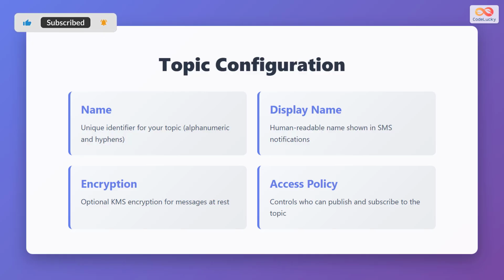For security, you can enable encryption using AWS Key Management Service to protect your messages both at rest and in transit. The access policy controls who can publish messages to your topic and who can subscribe to it. You can use the default policy or create a custom one based on your security requirements. These configuration options give you fine-grained control over your messaging infrastructure.